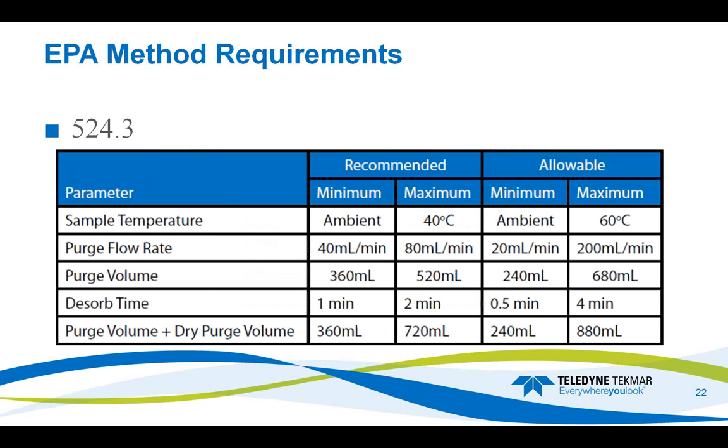Looking at 524.3, again, another drinking water method. Here we have much more freedom, so we have much more opportunity for optimization. Our sample temperatures can range anywhere from ambient to 60 C, recommended maximum being 40. With purge flow, we have more room. We can go anywhere from 20 to 200 mils per minute. Same with our total volume, so we can adjust our purge time or our purge flow rate. We can mess around with our desorb time. We can go as little as 30 seconds or as long as 4 minutes if we want. So if we're having water issues, we could potentially shorten our desorb time. So room for movement here.